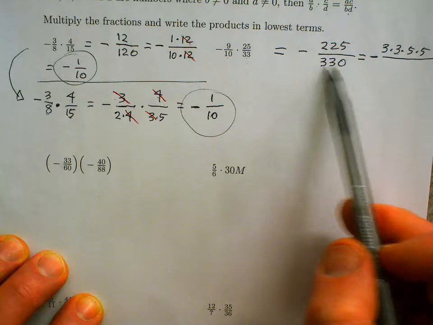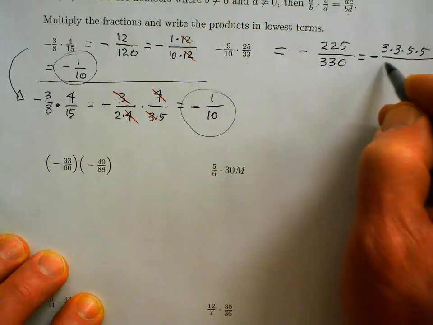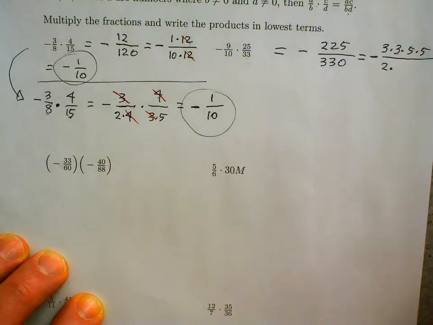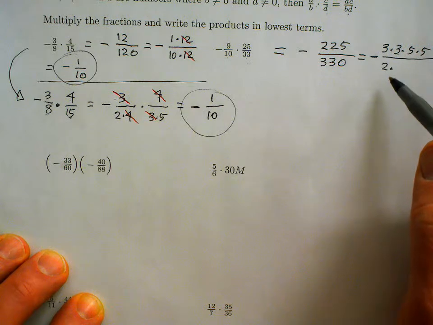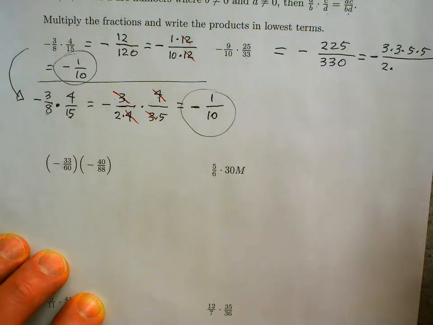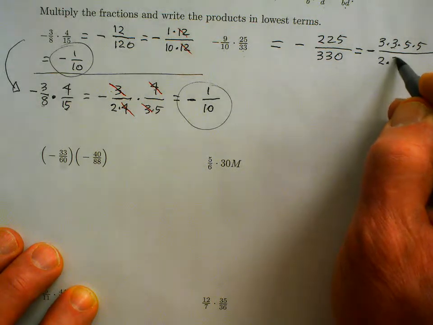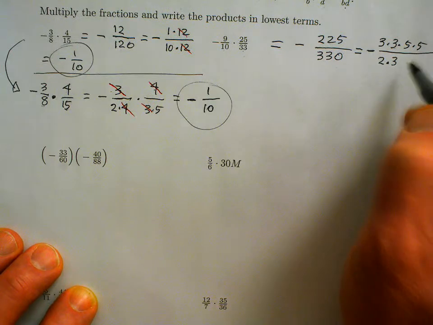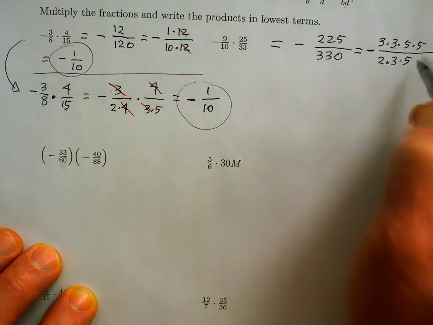For 330, 2 is a factor. So 2 times 165. And then 3 is a factor of 165. 3 times 55. And then 5 is a factor, and then 11.